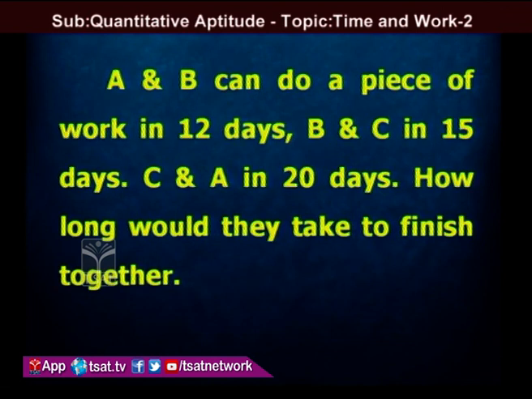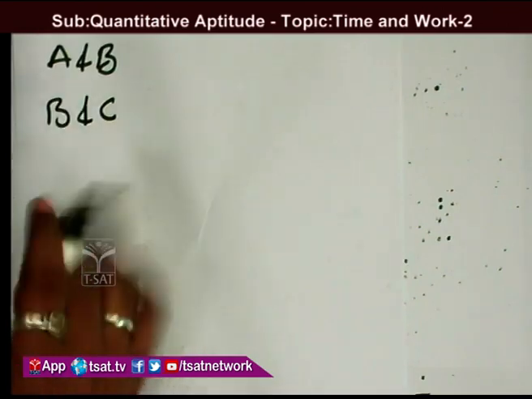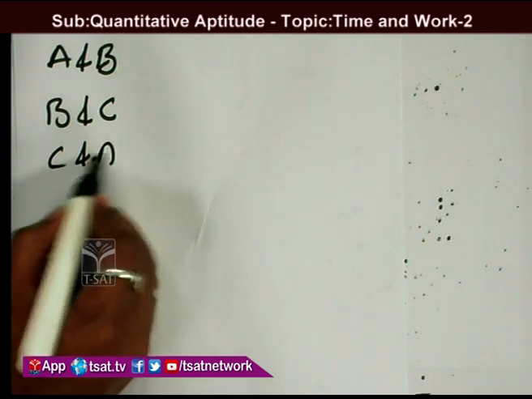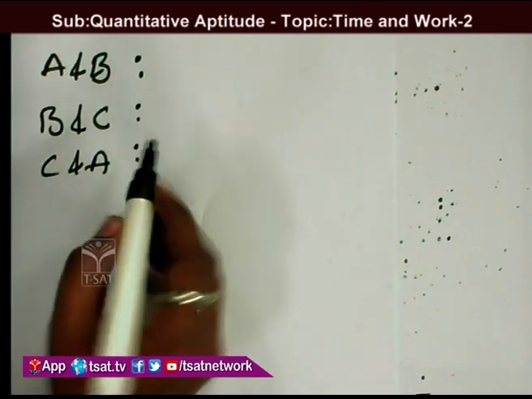But in this case we have, in the first case A and B both persons, the second case B and C both persons, the third case C and A both persons. So, in every case we have 2 persons: in the first case A and B, in the second case B and C, in the third case C and A. What is the value of A and B, B and C, C and A?